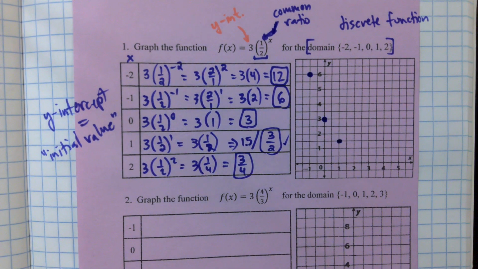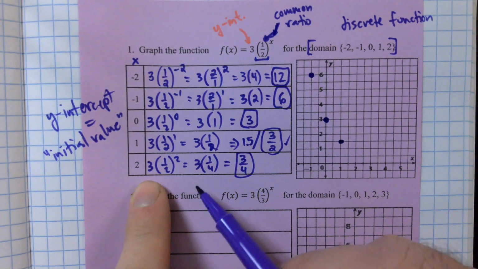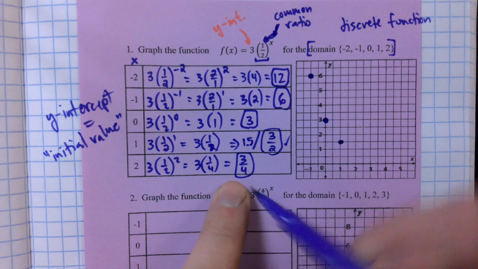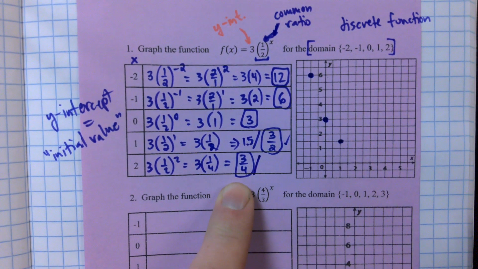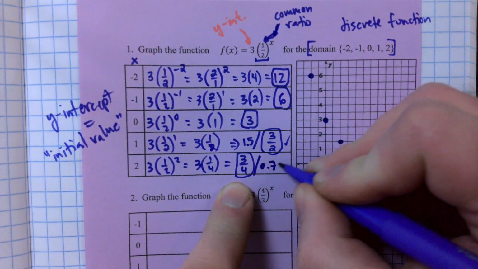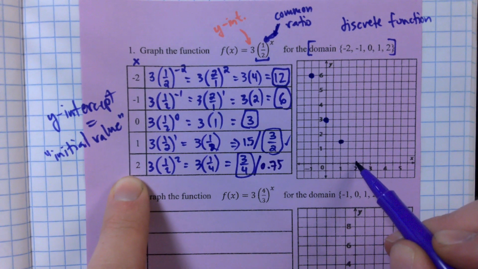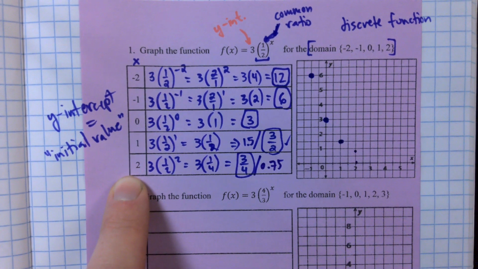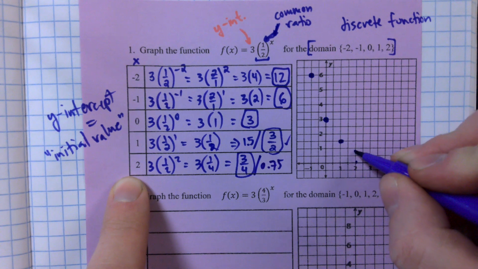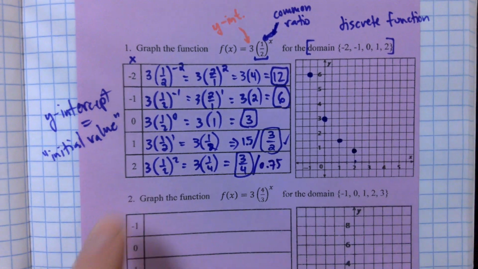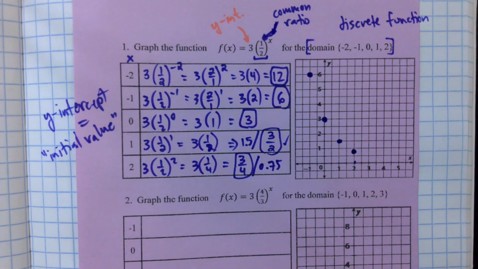Does that look like a straight line so far? No, it looks kind of curved. Let's plot this last point. How can I write 3/4 as a decimal? 0.75. So I'm going to go over to 2. I'm going to go not quite up to 1. I'm going to go halfway up to 1. I'm going to make my next point right there.